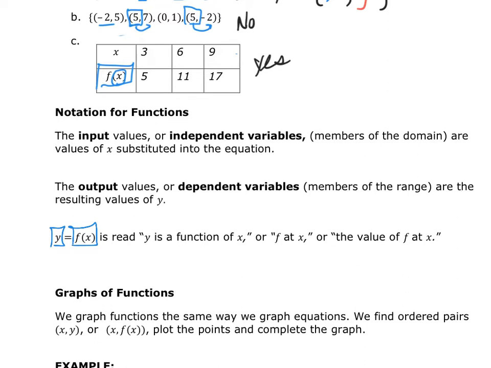So our inputs are independent. We get to choose values for x. That's why we call it the independent variable, and we call those the domain values. Those are the values we get to choose, and then we plug them in and do some sort of map, some sort of rule, and what ends up coming out is the outputs, or the dependent. It's going to be dependent on what I put in, and we call those the range.